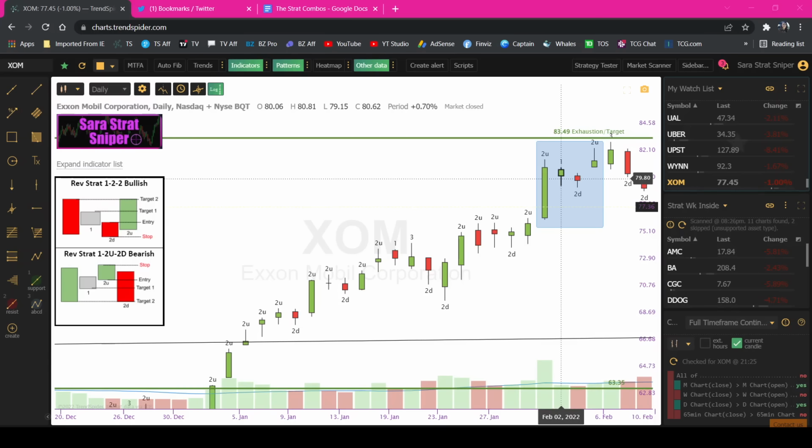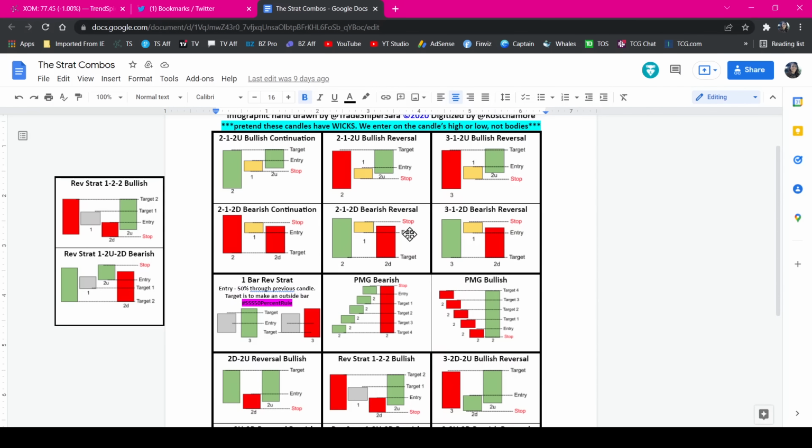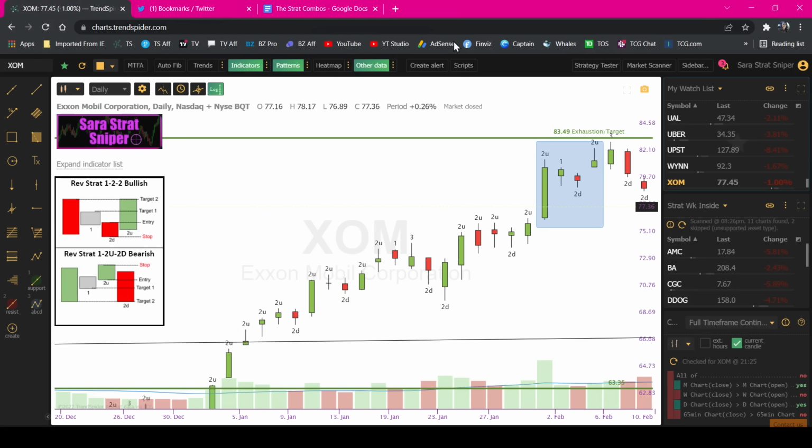So the psychology of this setup is, first of all, we know not to take this 2-1-2 down. Let's go to the strat cheat sheet. This right here. We know not to take this down, okay? Because we are full time frame continuity to the upside. We are not exhausted, meaning we have not hit our targets. This is a low probability trade at this point in the chart.